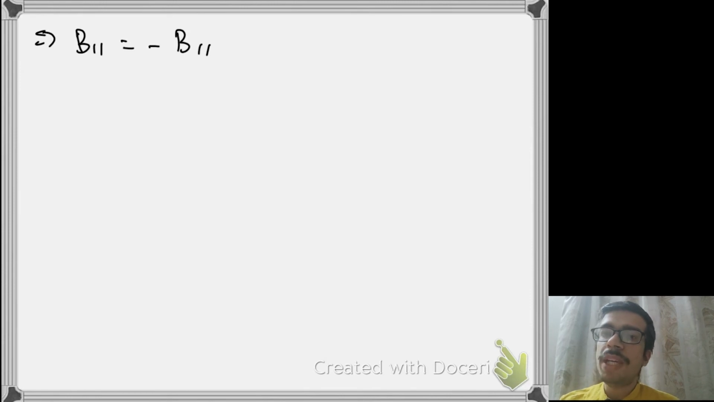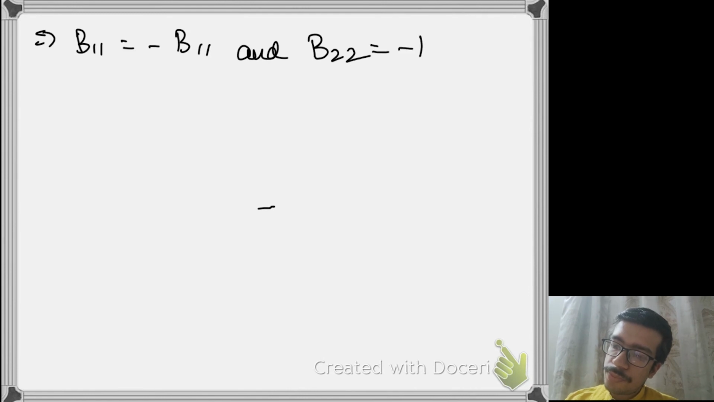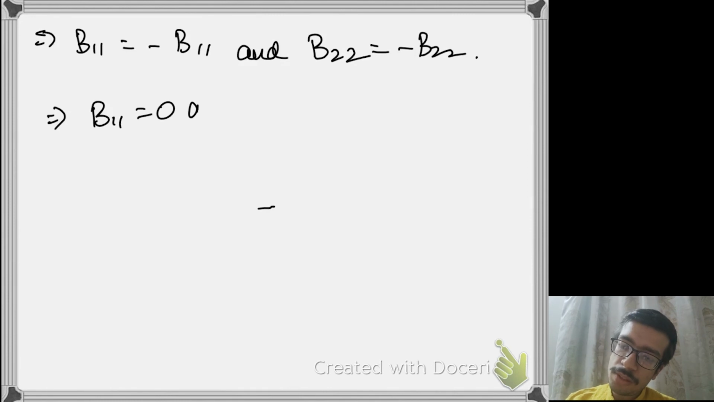So what we have is that B11 equals minus B11. B11, B22 are all blocks of B, and these blocks have dimensions M1 and M2, obtained by dividing the rows and columns of B according to the division we obtained from A, the number of +1 eigenvalues and the number of -1 eigenvalues of A. Therefore, we get that B11 equals 0 and B22 also equals 0.